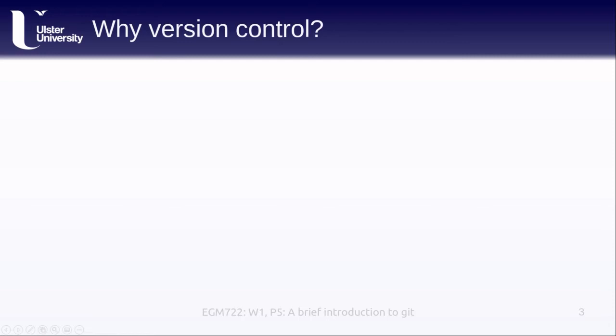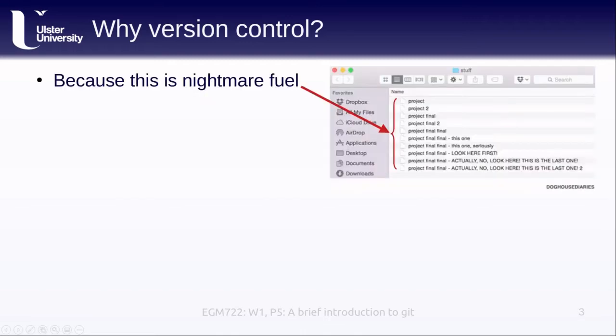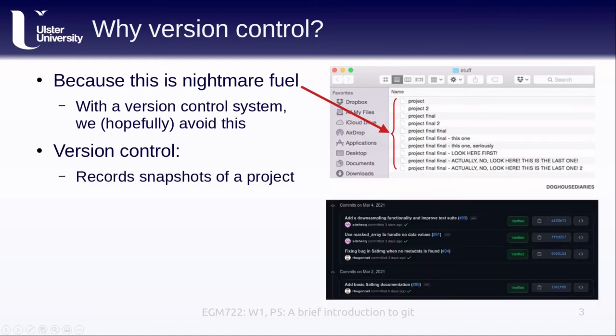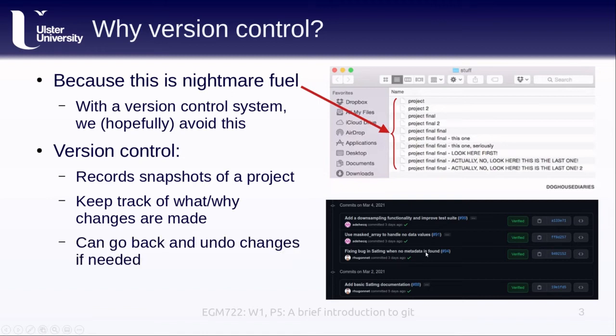So why are we trying to learn version control at the same time that we're learning programming skills? Well, because this kind of thing is actual nightmare fuel. With a version control system, we hopefully avoid things like this, or at least with our code, because again, version control helps us to record snapshots of a project over time. We get to keep track of what changes are being made and why, and we can go back and undo those changes if we need to. Doing it with something like this is going to be a lot harder.